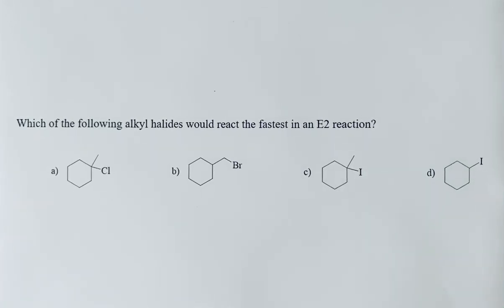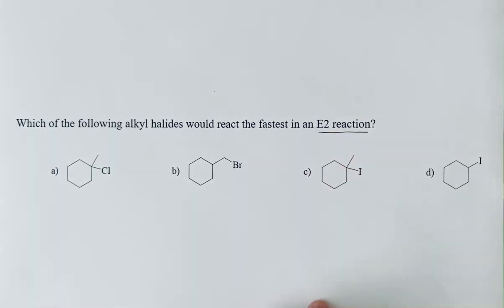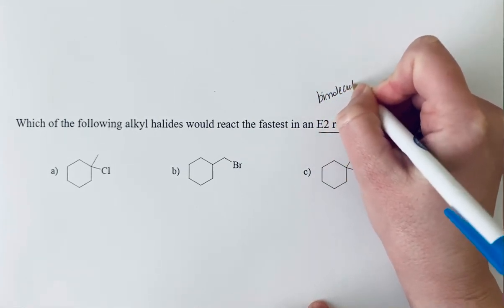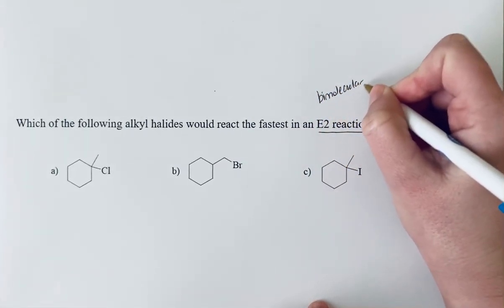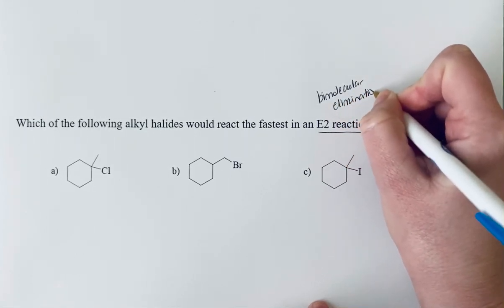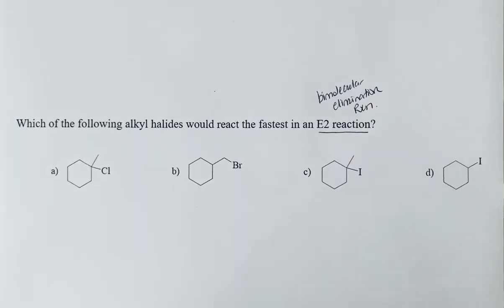Which of the following alkyl halides would react the fastest in an E2 reaction? So an E2 reaction is our bimolecular elimination reaction. And so if we want to determine which of the following alkyl halides would react the fastest, we need to think about the reaction mechanism.